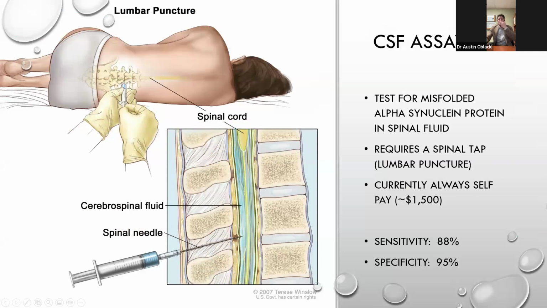Another type of test for, again, alpha-synuclein is one taken from the actual spinal fluid. So we call this a CSF assay, cerebrospinal fluid. Now, again, this is testing for the abnormal protein, that alpha-synuclein, except instead of testing for it in the skin, we're looking a little bit closer to the direct source, which is in the spinal fluid itself that surrounds the spinal cord and the brain. And so it does require an additional procedure, a spinal tap.